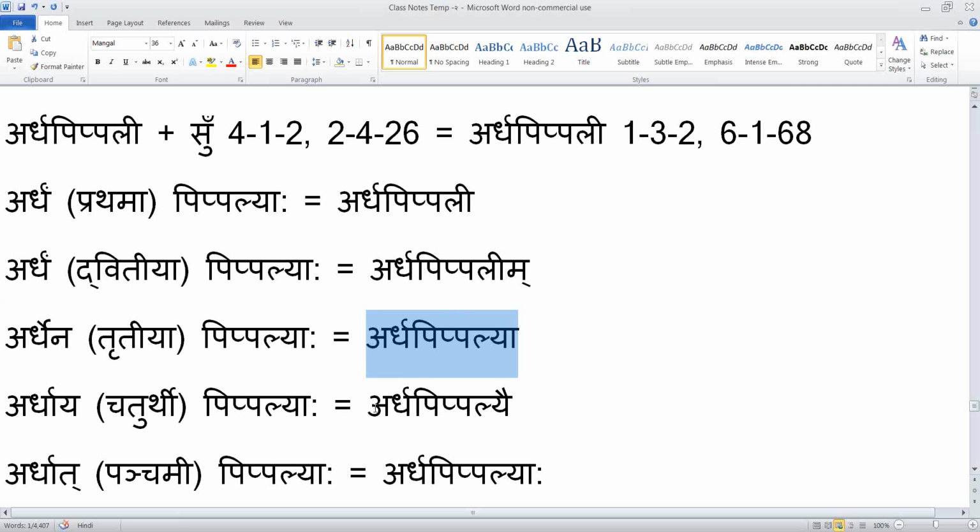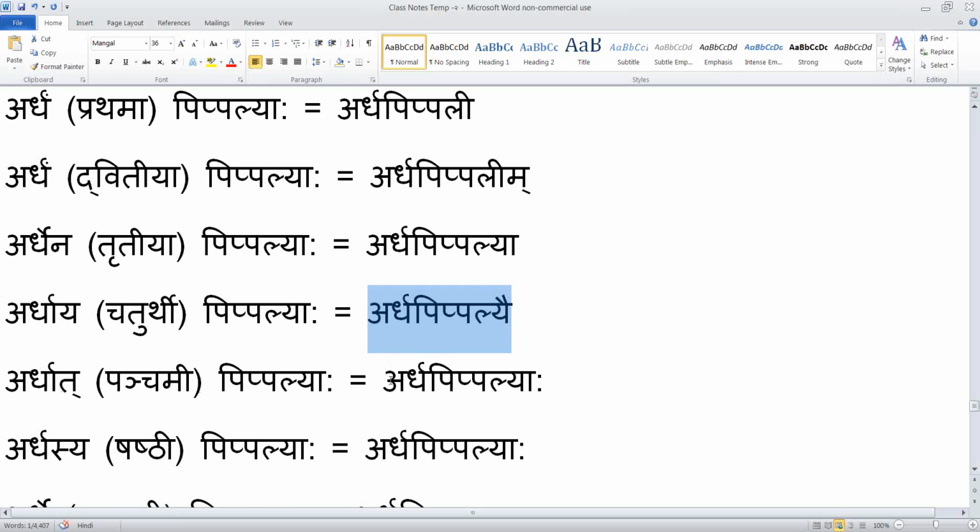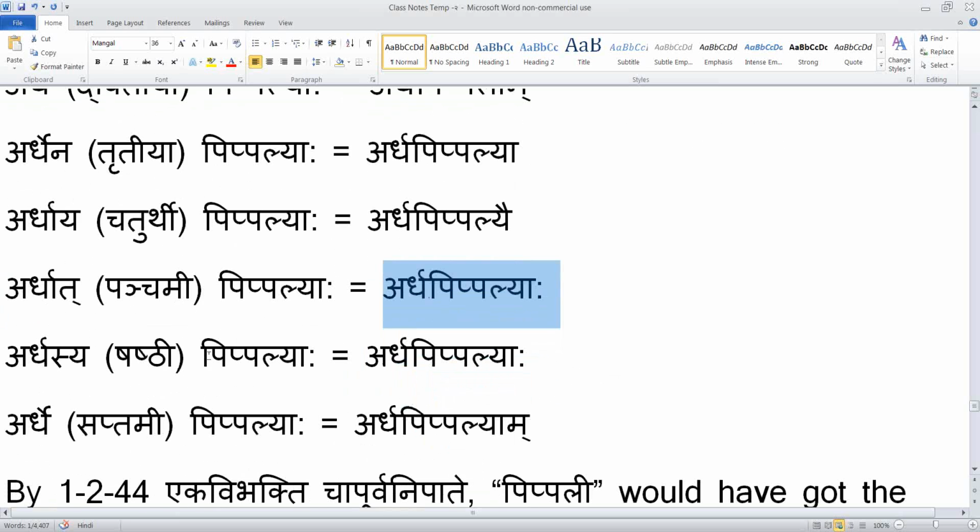Why are we doing this? I'll tell you in a second. Why are we doing it like that? Because this could have some implication for us. Ardha pippalyai, chaturthi. Panchami ardha pippalyaha. Ardha pippalyaha. So then it says pippalyaha ardhasya. Ardha pippalyaha. Ardhe saptami pippalyaha. Ardha pippalyam. So why did we do this?